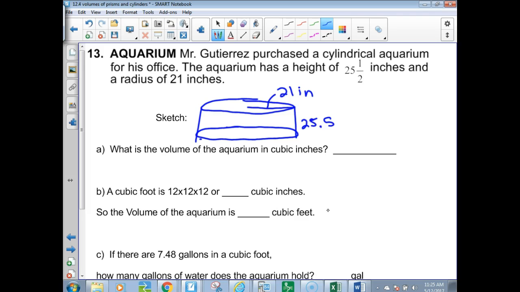Okay, so I'm going to find the volume of the aquarium in cubic inches. So that's going to be pi times 21 squared times the height 25.5. We're going to get a pretty big number here.